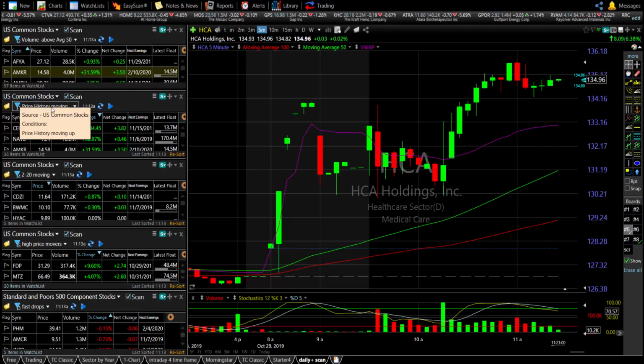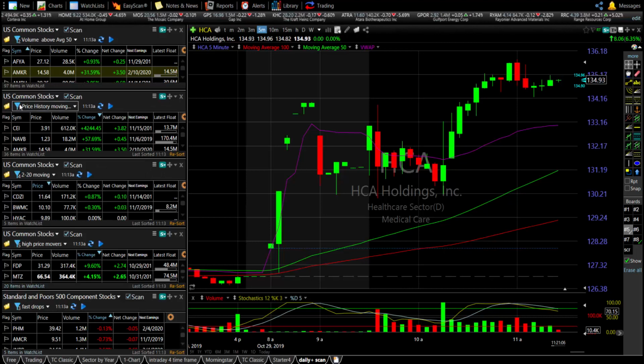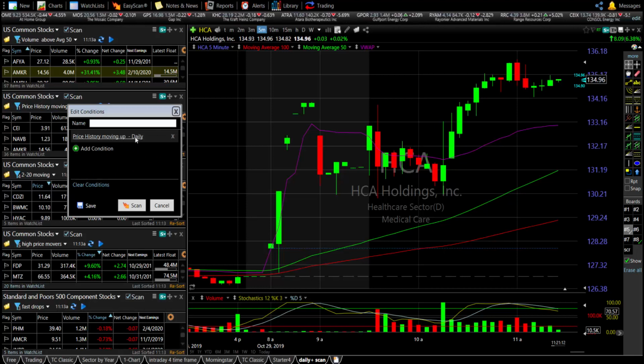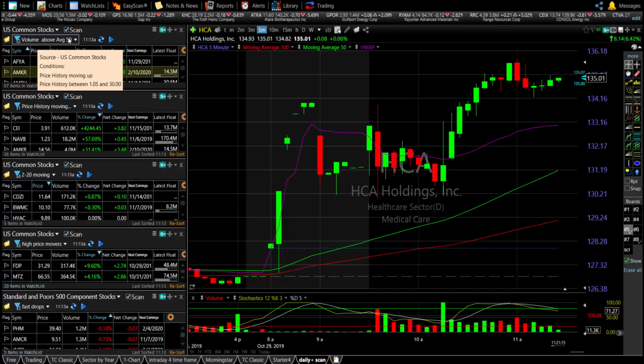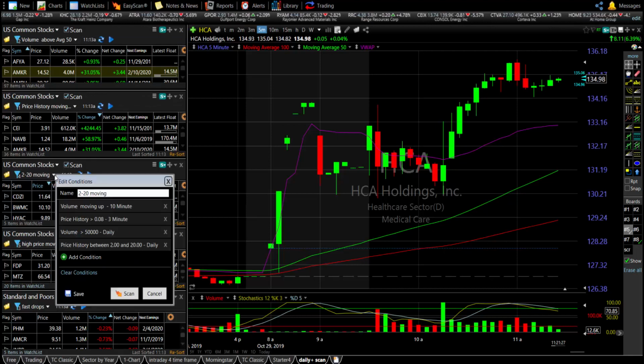The price history moving up, right? And I'm gonna try to give you exactly the formula that I use, and it just says price history moving up on the daily, right? Okay, and then I have above the 50, and it has price history between $1.05 and $30 on the daily, and the price history is moving up on the daily, right? And also between $2 and $20, I have the volume moving up, at least on the 10-minute time frame, they're moving higher. The price history moving higher on the 3-minute time frame, at least 8 cents already higher on the 3-minute time frame, right?